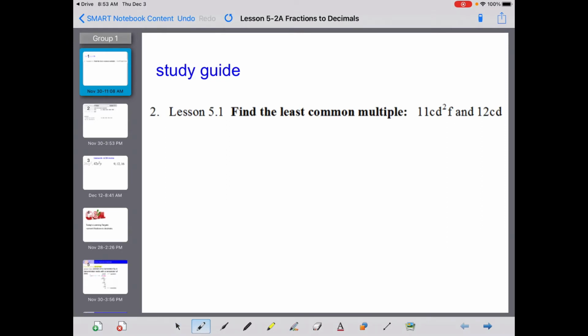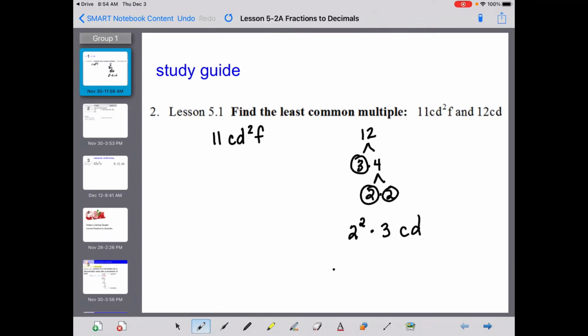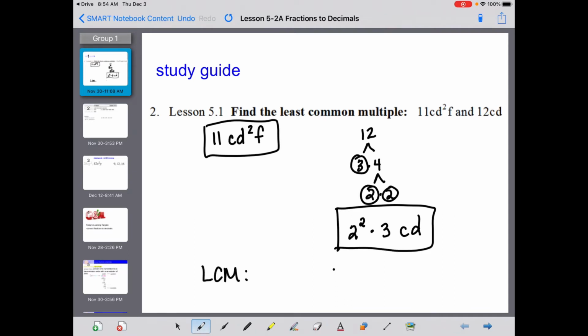For this first problem, you're asked to find the least common multiple. You learned yesterday that to find the least common multiple, you first do the prime factorization using a factor tree. 11 is already prime. The prime factorization of 12 is 2 squared times 3, and then you write your variables next to it. The least common multiple is found by multiplying the largest power of each base.